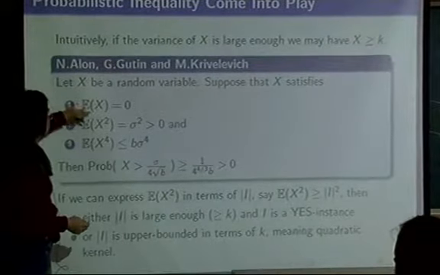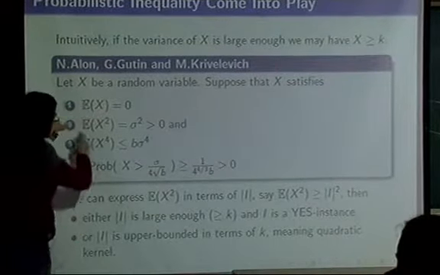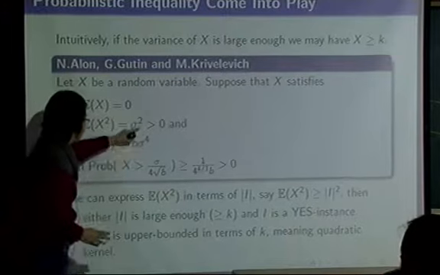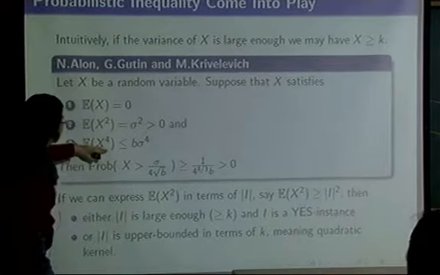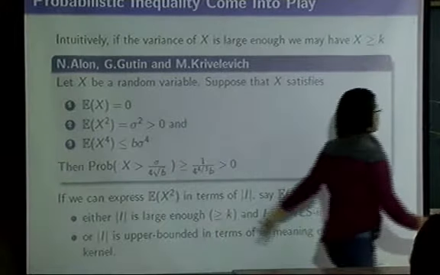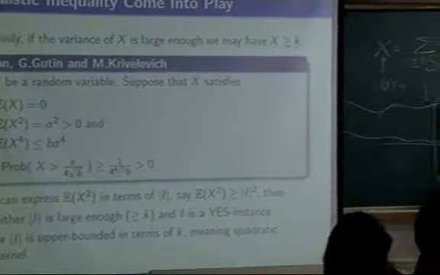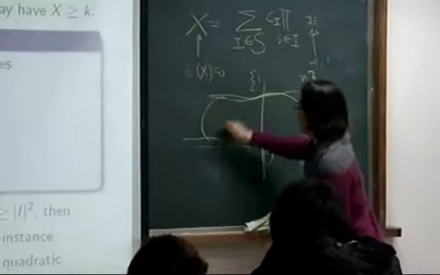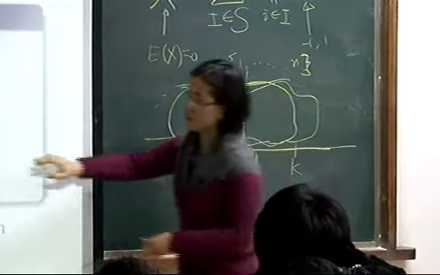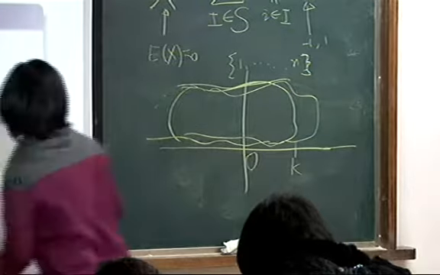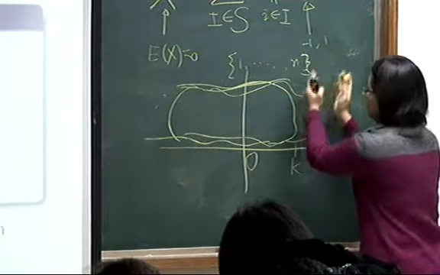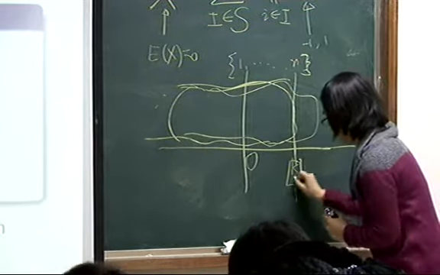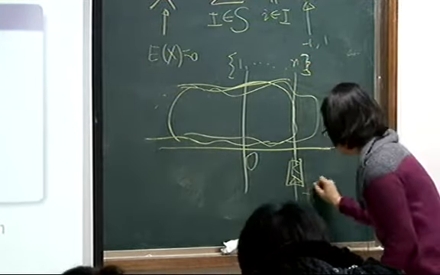So the expected value is 0, and the second moment is large. Well, it's positive, but the third condition says that the variance of the variance is limited somehow, so you don't have something like this, but it's more evenly distributed, so you have something like this. So these two conditions are combined to give that you still have some instance after some threshold. Like here we have.